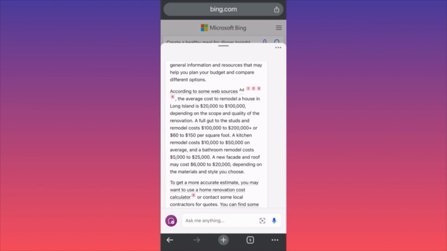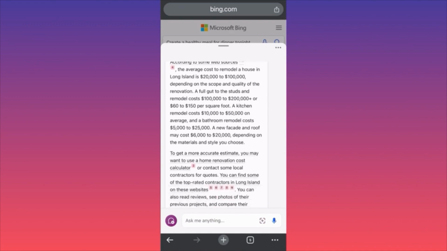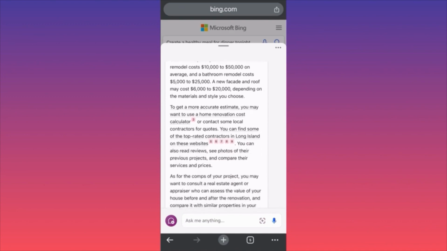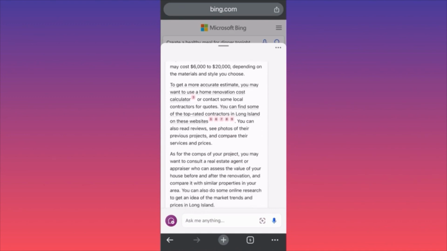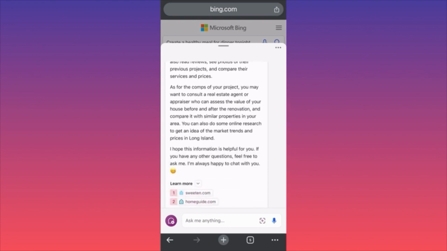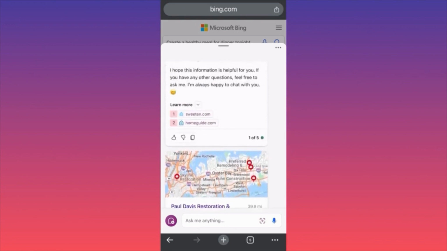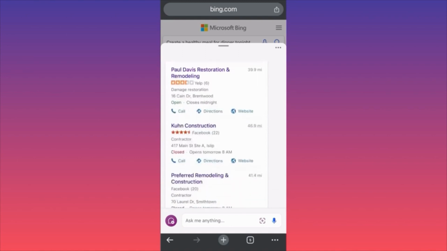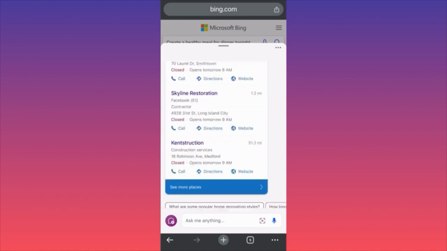Wow! So the bathroom, guys, will cost you half of the actual kitchen remodel, and the kitchen remodel will cost you like half of the overall remodel of the house, like 100 to 200k. Amazing. A new facade and roof may cost $6,000 to $20,000 depending on the material and style you choose. To get more accurate estimates, you may want to use a home renovation cost calculator. You see, it also gave us a couple of recommended companies for construction.